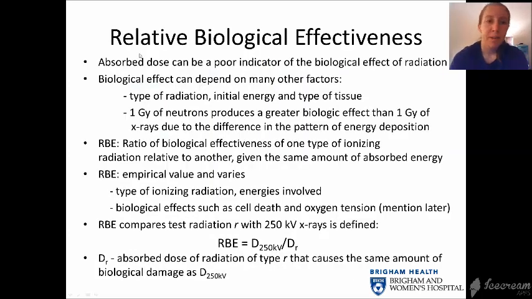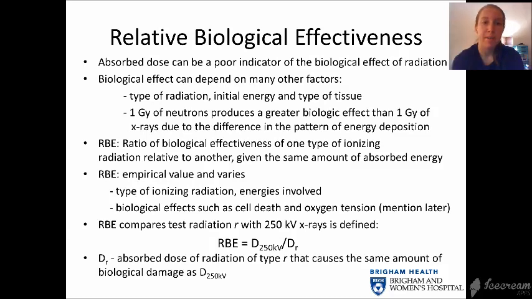So this brings us to relative biological effectiveness. Absorbed dose can be a poor indicator of the biological effect of radiation. It doesn't give us an assessment of the risk. This is something that documents like ICRP 60 and 130 talk about when they factor in weights of the radiation and the tissue type.